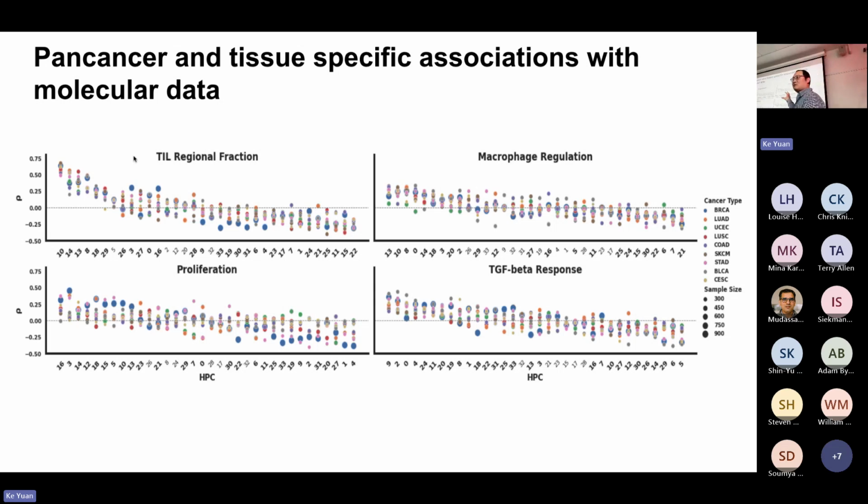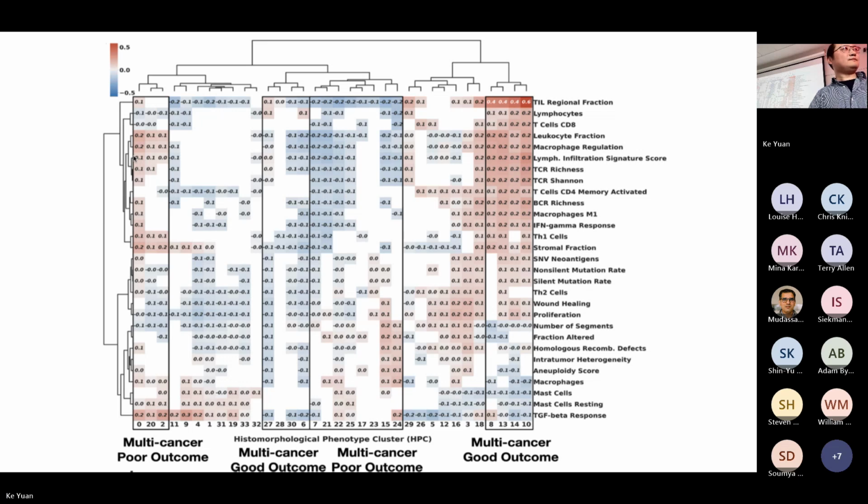So these are the 4 features that we find showing quite consistent results across different cancer types. Basically, tumor infiltrating lymphocytes, macrophage regulation, proliferation, and TGF-beta response. These are the 4 things that we find keep coming up. It doesn't really matter which cancer type you look at. And this is just a more detailed correlation for more molecular signatures.